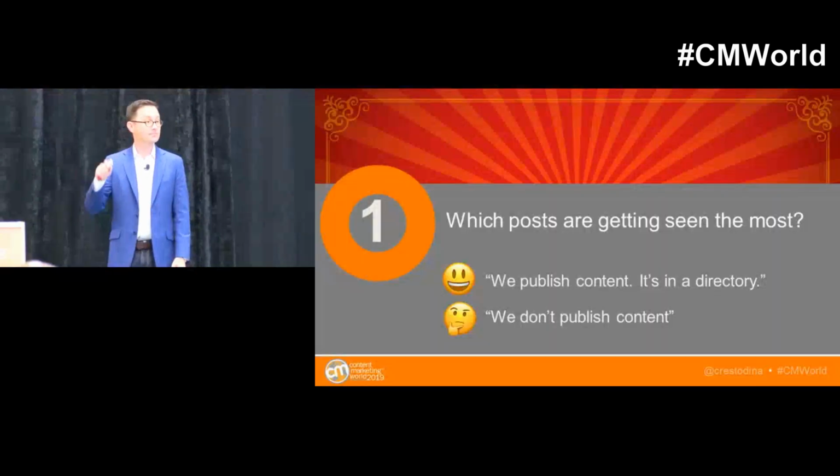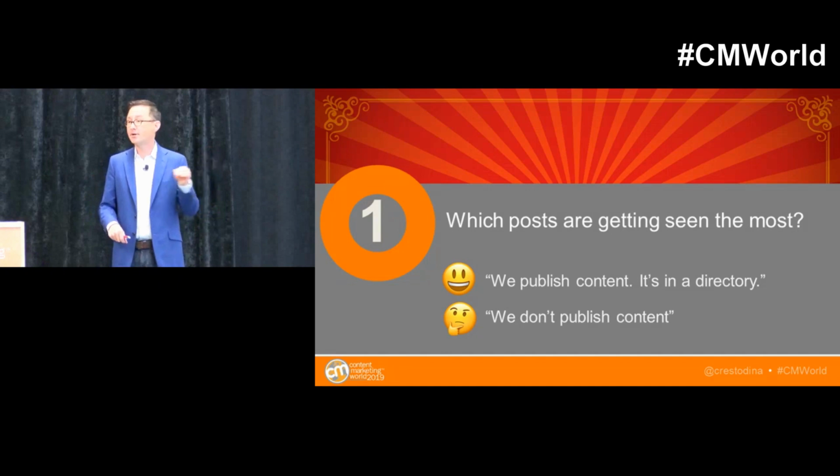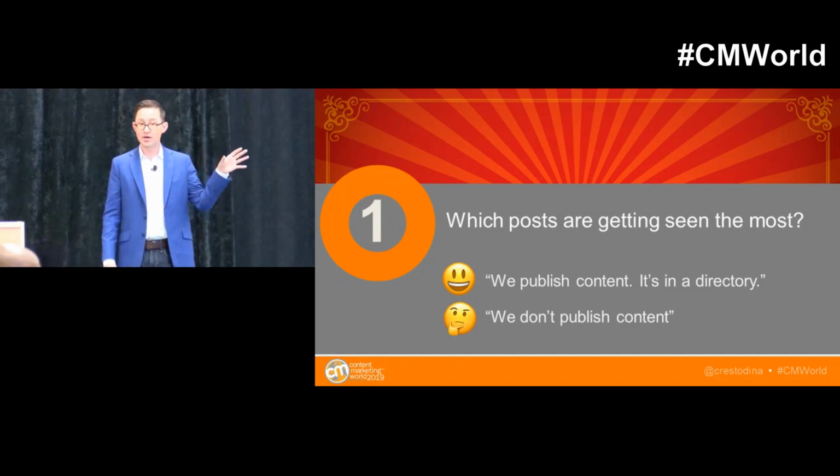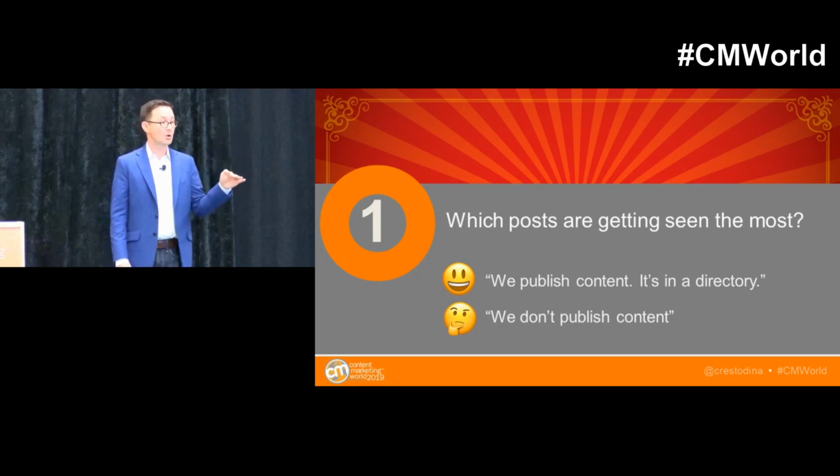Let's jump right in. Here's how it's going to work. There's like 10 of them. I'm going to start each one with a question. This one is, which blog posts are getting seen the most? So you're going to see a question. And then below that, I've got a couple of emojis. You're probably one of these two emojis.